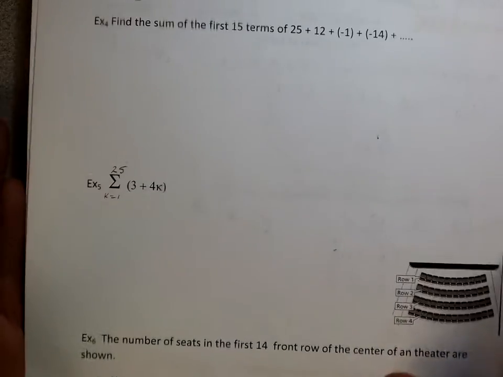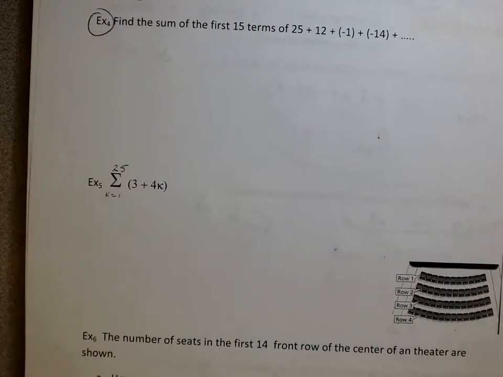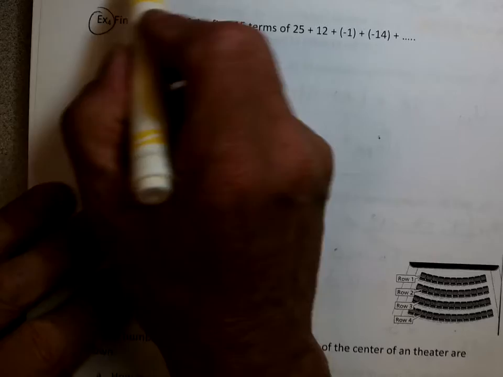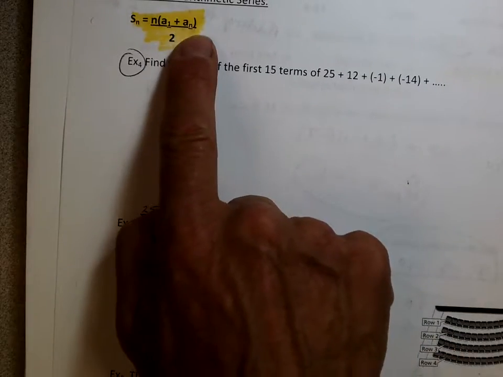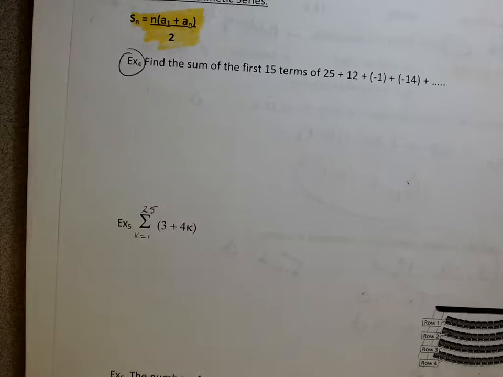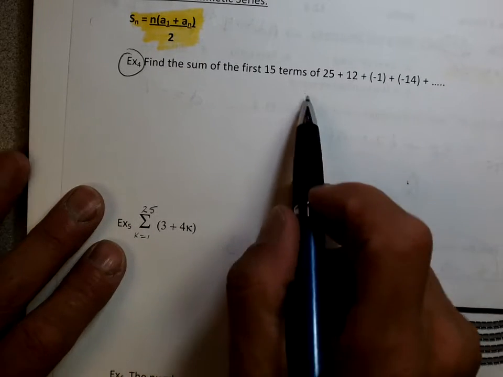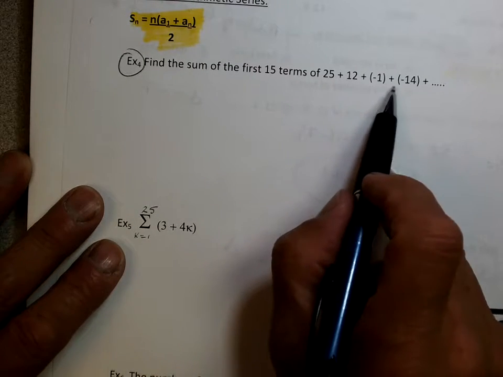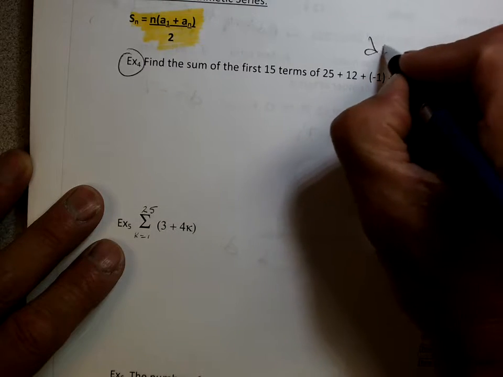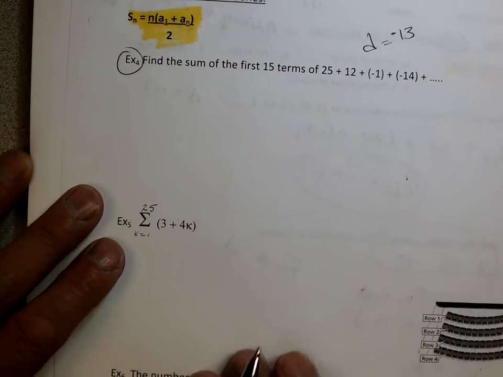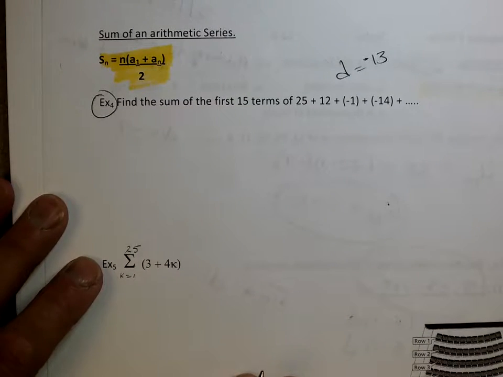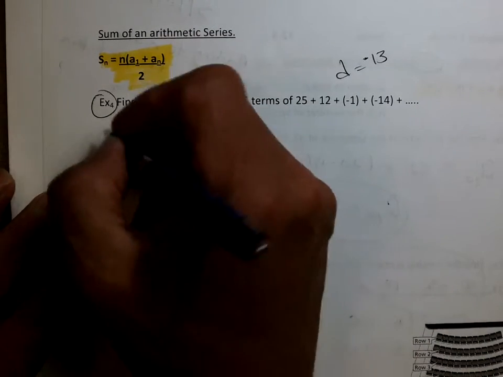Okay. Now find the sum. We've done this before too. If it's arithmetic, we have this formula, n times a1 plus an divided by 2, which, hey, it's right there. So, find the sum of the first 15 terms of, and it seems to me like it is arithmetic. The difference, D, is going to be negative 13. Thank you, Claire. You guys okay with that? Negative 13.